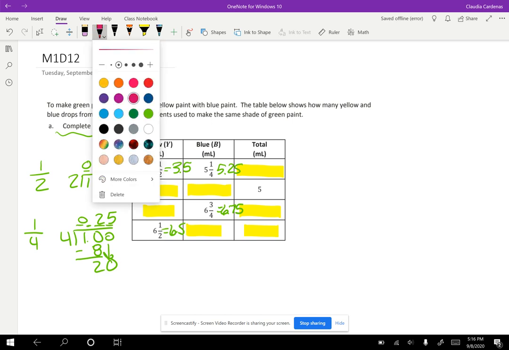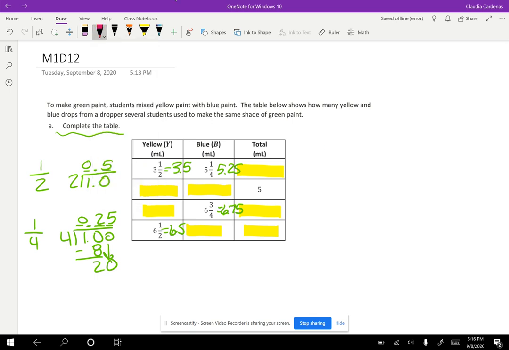Alrighty, so now I can add these two up pretty quickly, remembering to line up the decimals and then adding. And so I get 8.75. So that is the total milliliters of green paint that we've made. And so that's going to be our first row answer.